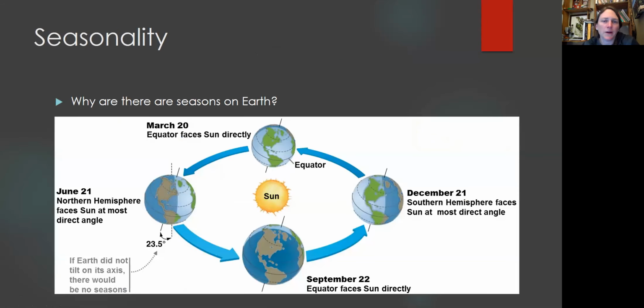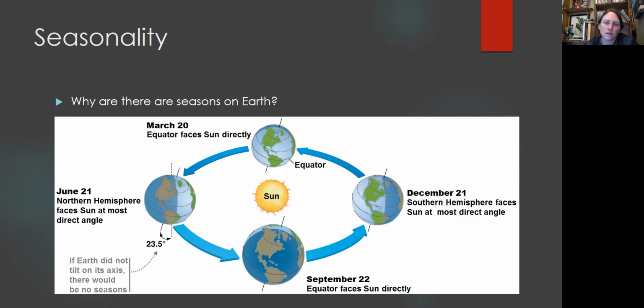And then seasonality, why are there seasons on the Earth? Well, it has to do with the tilt of the Earth's axis. And so if the Earth was straight up and down, it would move around the sun and there would be no seasonal changes. But because the Earth's axis is at a 23.5 degree tilt, that makes the northern and southern hemispheres either closer to the sun or further away from the sun as the Earth moves around the sun.